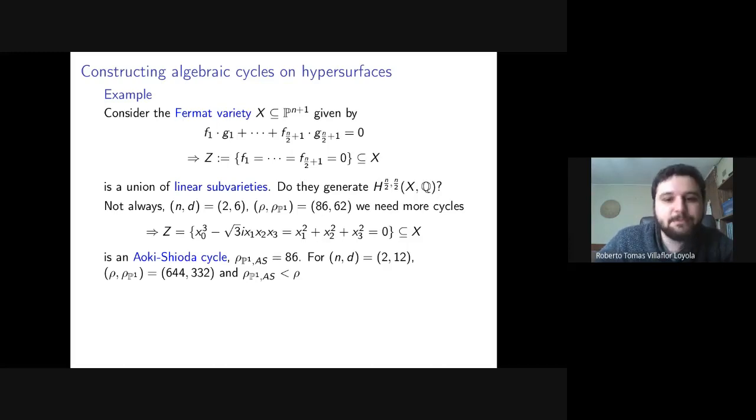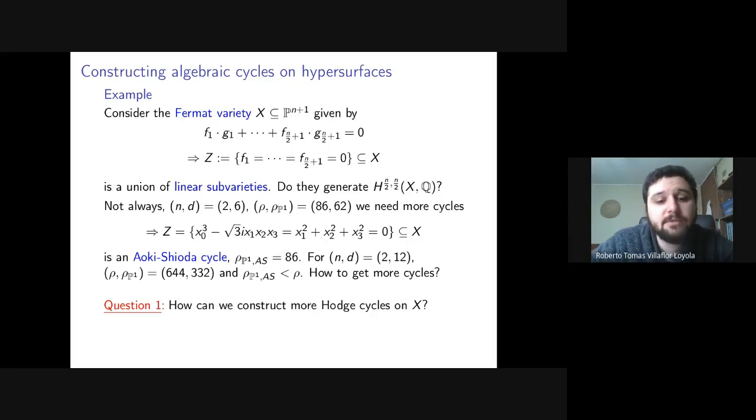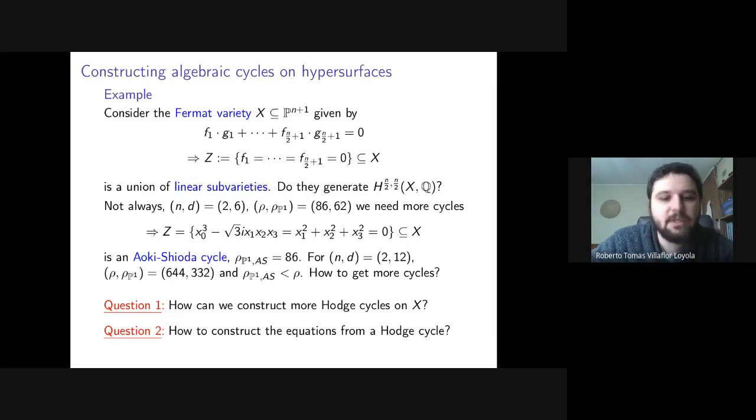Okay, so in general, how can we get more algebraic cycles? Well, we don't want to rely on our creativity to find new factorizations of this very simple equation, but we want to produce a systematic approach to produce new algebraic sets. So we will try to do it in terms of the Hodge conjecture. This leads us to the first question, which is how can we construct more Hodge cycles on it? And the second question, the main question of this talk, is how can we construct equations from a given Hodge cycle? Clearly question 2 seems to be the hardest because it is at the core of the Hodge conjecture. I mean, it's the Hodge conjecture, but an explicit Hodge conjecture, right? We want to construct equations.